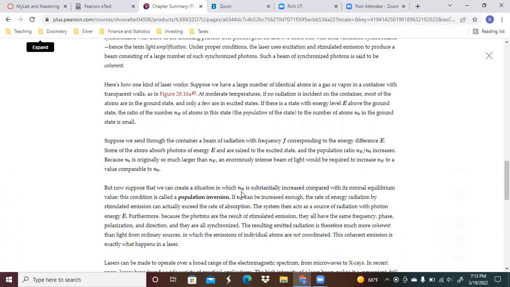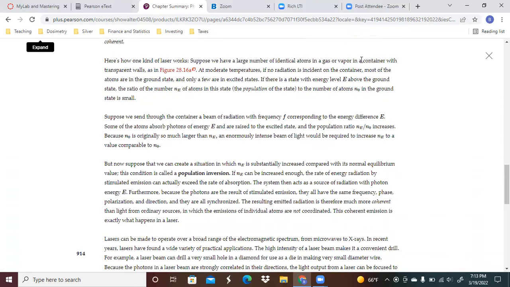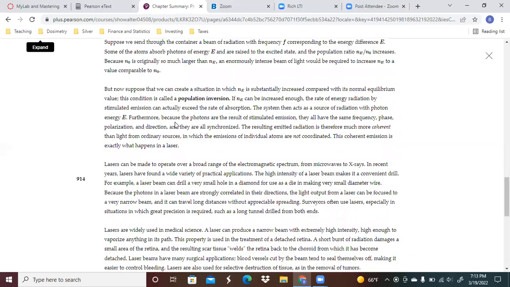So suppose we have a large number of identical atoms in a gas or vapor in a container with transparent walls. You've got a moderate temperature, so if no radiation is incident on the container, most of the atoms are in the ground state and only a few are in excited states. If there is a state with energy level E above the ground state, the ratio of the number of atoms in this state to the number of atoms in the ground state is going to be small. So suppose we send through the container a beam of radiation with frequency f corresponding to the energy difference E. Some of these atoms absorb photons of energy E and are raised to the excited state.